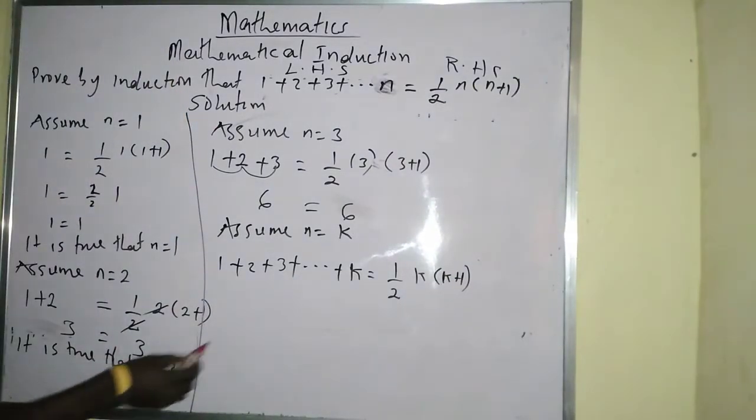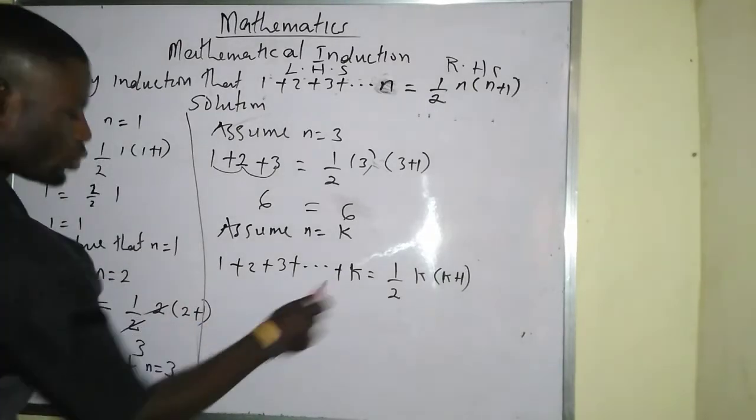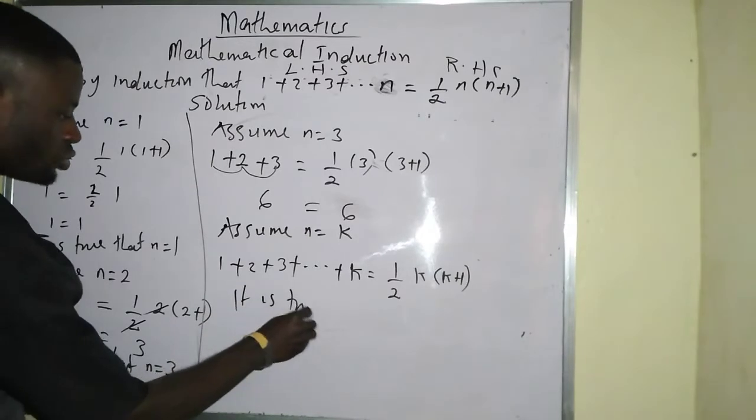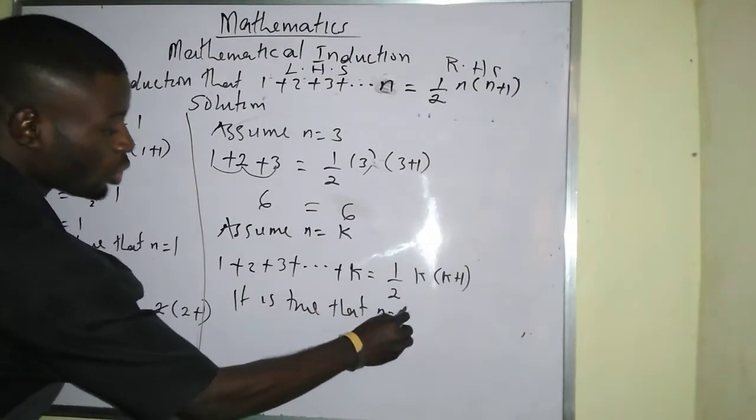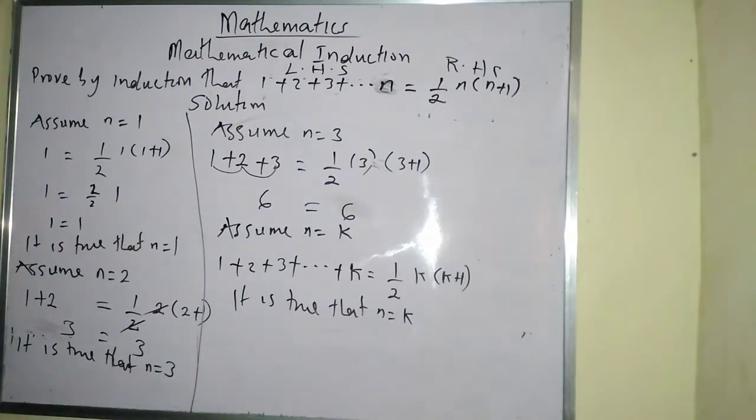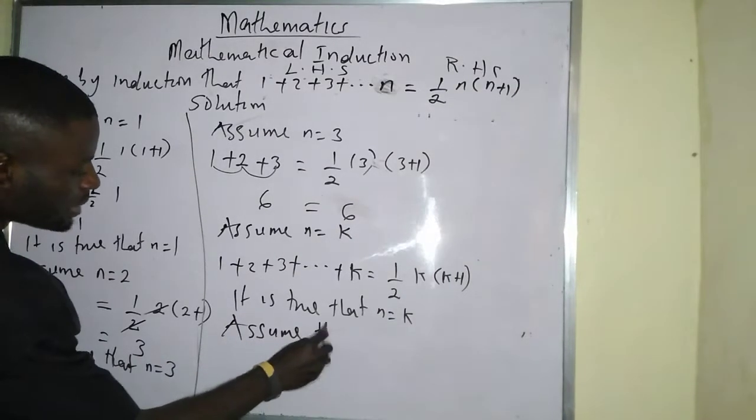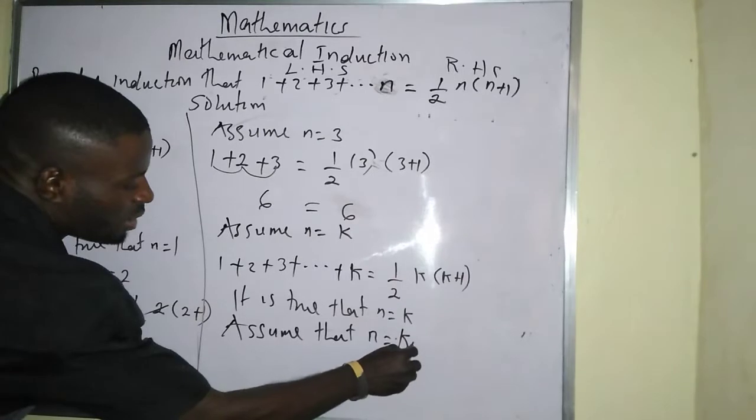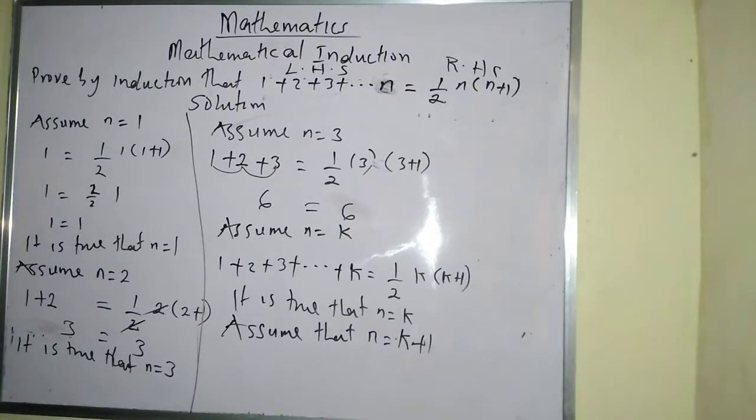Now, I don't need to say so much here. Since these are correct, it means this also will be correct. It is true that n equals k. Now, this is where I will need to do some mathematical illustration. Now, I will assume that n equals k plus 1. This is where you have to be very careful. Now, how will I establish this? I can only establish that when my n equals k plus 1. I will now say that my side A will be k plus 1.